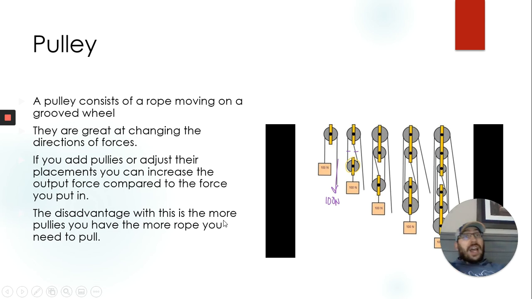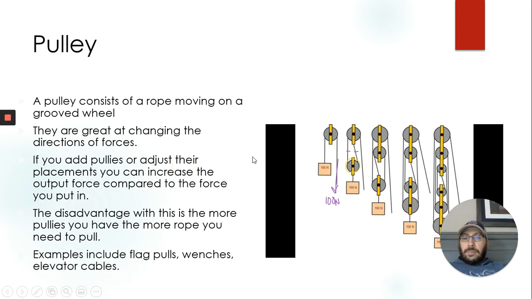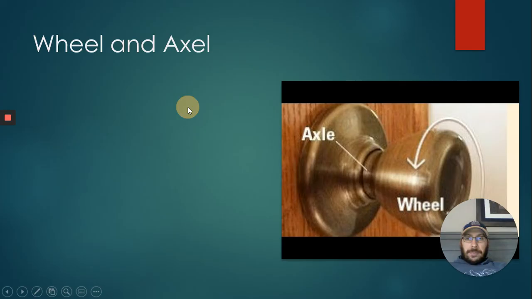The disadvantage, however, is that I had to pull a lot of rope, because think about it, every time the rope loops through one of these pulleys, it takes that much extra rope. So you have to pull way more rope, but you get a lot more force out of it. Examples include flag poles, winches, elevator cables, all those different things.